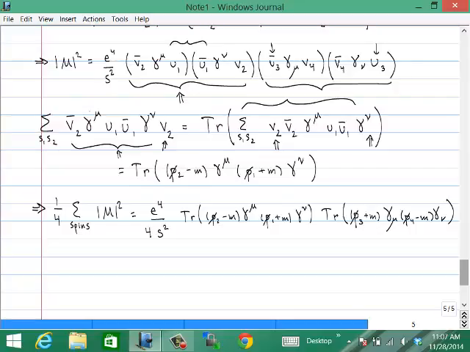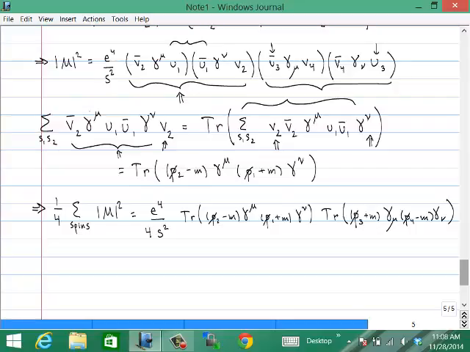expression for the scattering amplitude, and hence the cross-section, that depends only on these momenta. These gamma matrices are just constants. And so, in principle, you could just go ahead and compute these traces all out explicitly. Okay.